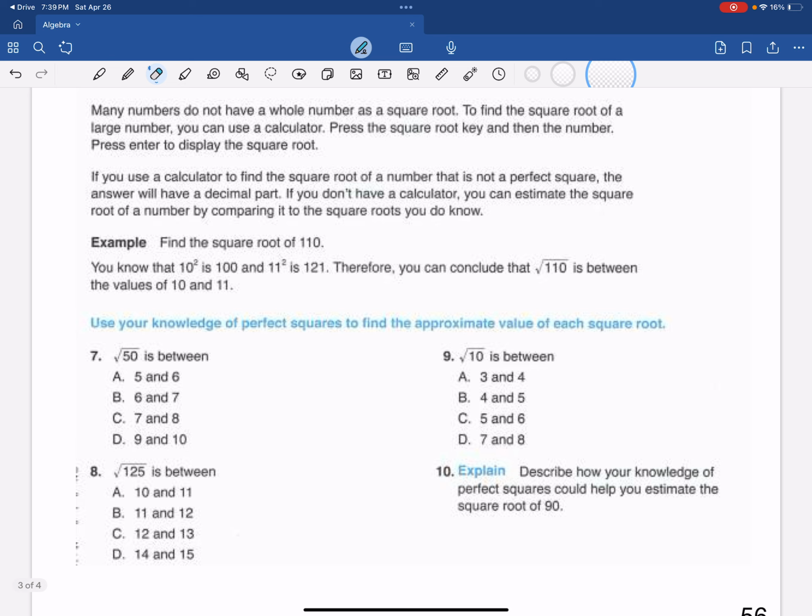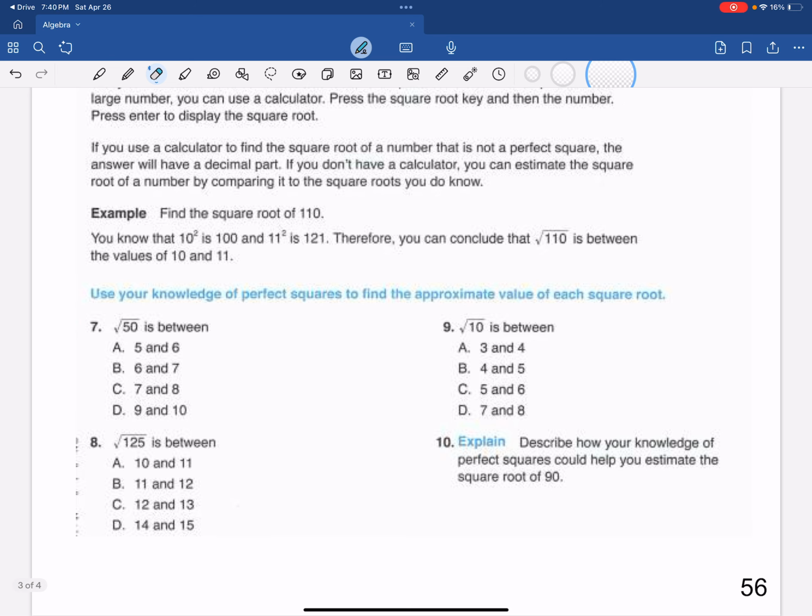So what if we don't have a perfect square? What if we're looking for the square root of 50? You can use your knowledge of perfect squares to estimate these. I know the square root of 49 is 7, and I know the square root of 64 is 8. So you see how that perfect square and that perfect square are in my memory? So the square root of 50 would have to lie somewhere between 7 and 8. And that would give us answer C.